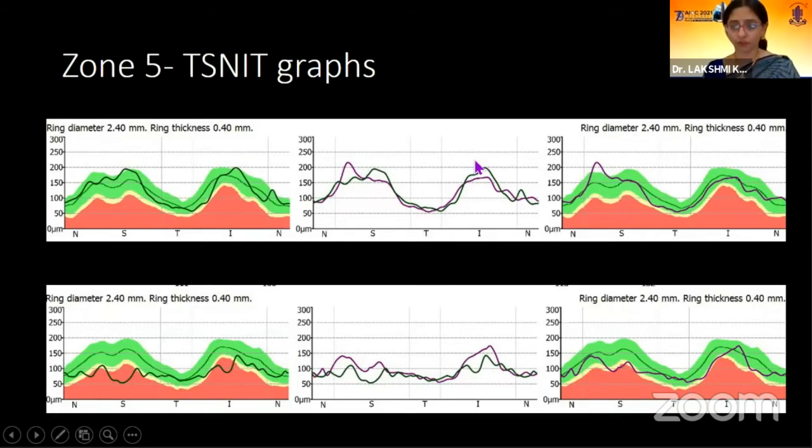We can see in the topmost portion it is symmetrical. It should be symmetrical in both eyes, so the chances of it being glaucomatous are less. If it's asymmetrical like this with more dips down, the chances of it being abnormal are more.